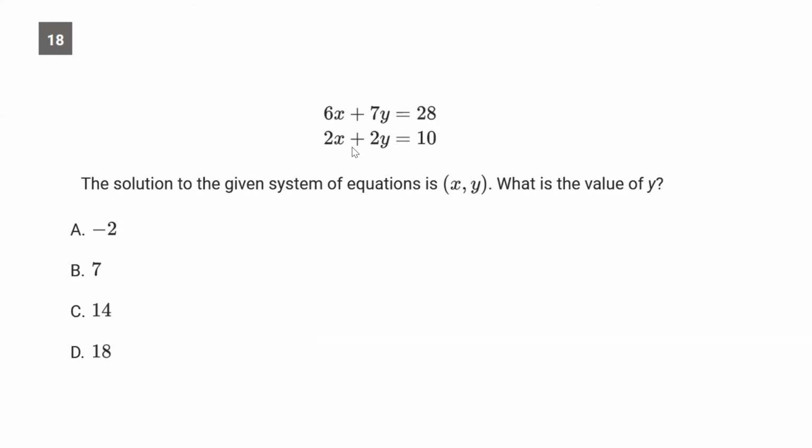So you're going to do 6x plus 7y equals 28. And you have this one. What I like to do is elimination method when they're not super clean and it's like y equals x plus 3 or something, right? So I'm going to multiply this equation by -3 and then add.